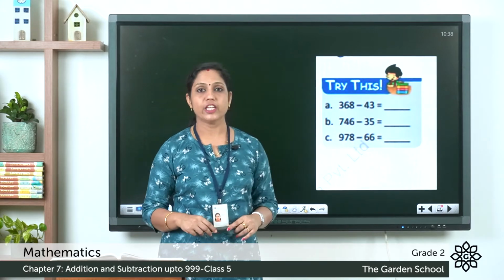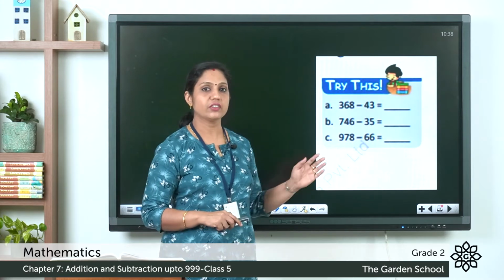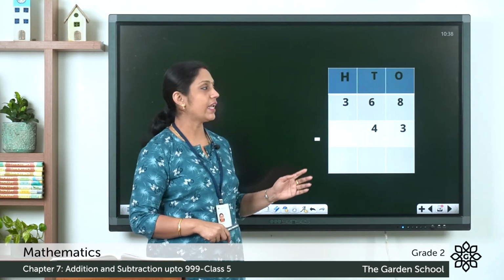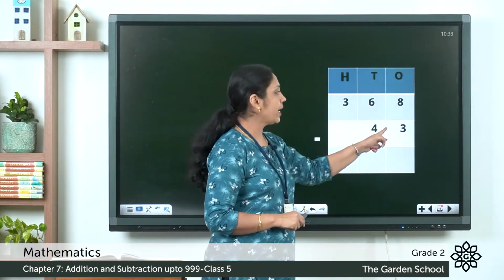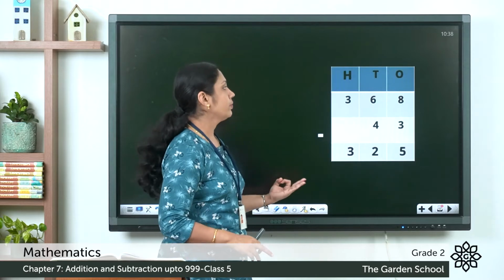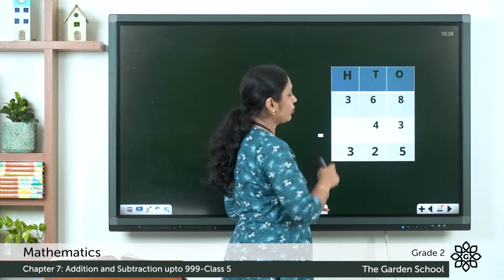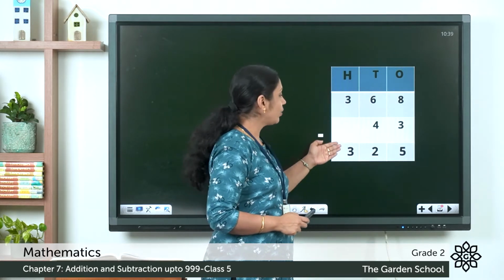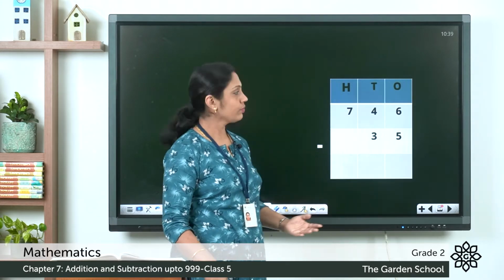In your textbook, page number 102, you can see this question. Try this. There are 3 questions. Now let's do this. The first one, 368 minus 43. We have 8 minus 3 in the ones place. So how much is 8 minus 3? It is 5. And then we'll move on to the tens place. Here we have 6 minus 4, that is 2. And here in the hundreds place we have 3. That 3 we'll write here in the hundreds place and we get the answer 325.